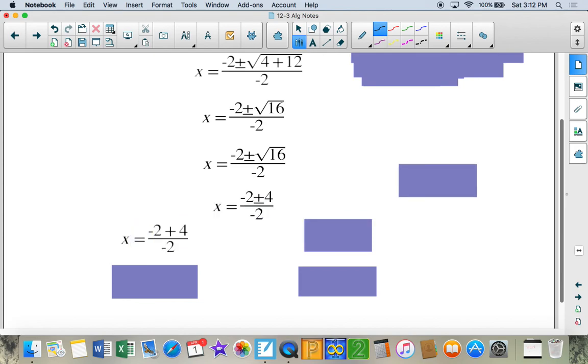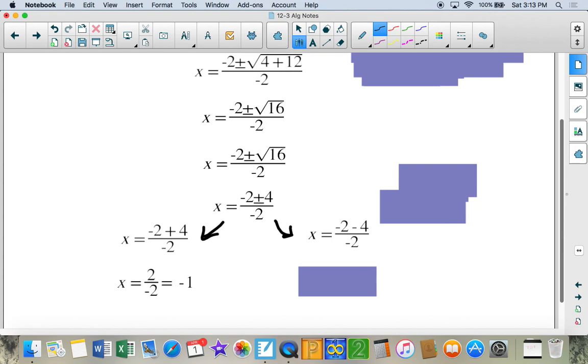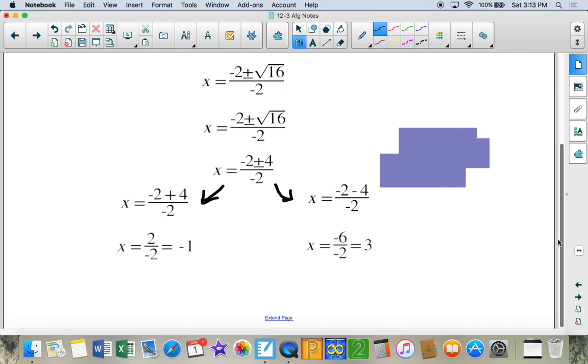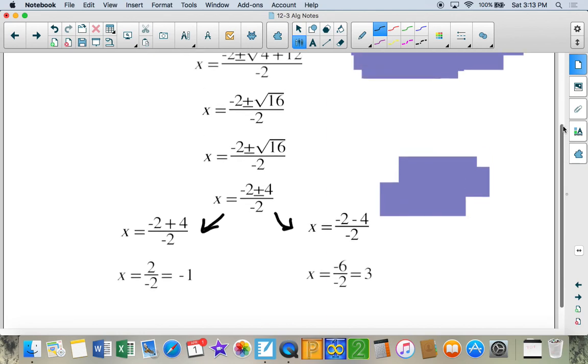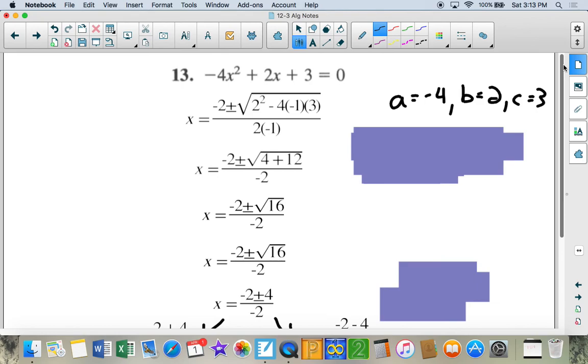We're going to separate them into 2 different problems: negative 2 plus 4, and negative 2 minus 4. We get 2 over negative 2, which is negative 1. We get negative 6 over negative 2, which is positive 3. And my solution is negative 1, 3. Written like that.